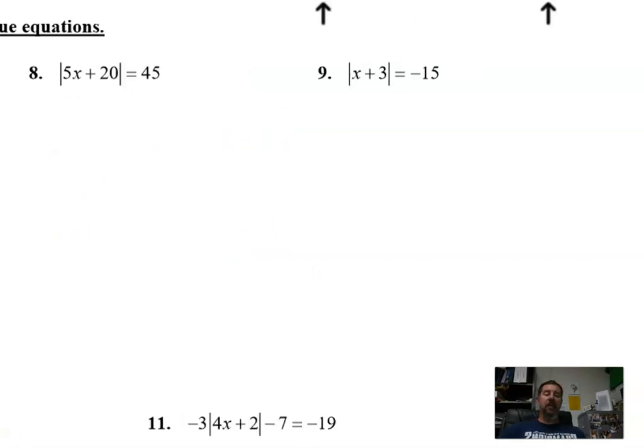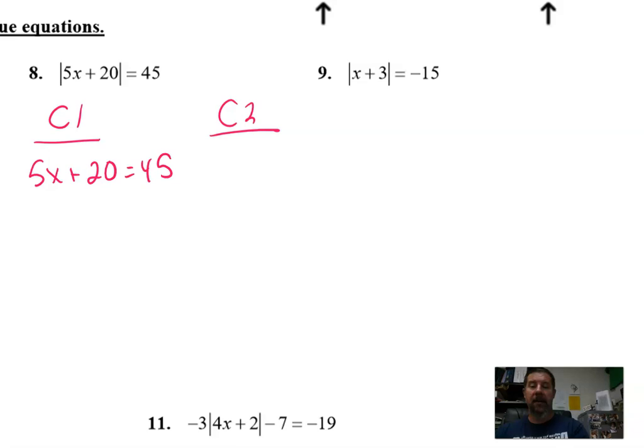So when our equations get a little more complicated, like number 8 here, that's exactly what we want to do. One, you got to make sure that your absolute value is isolated. And then you're going to set up your case 1, case 2. And again, to find what case 1 needs to be, all you're going to do is drop the absolute value and just write the equation. So in this case, 5x plus 20 is 45. Okay? Just set it up first.